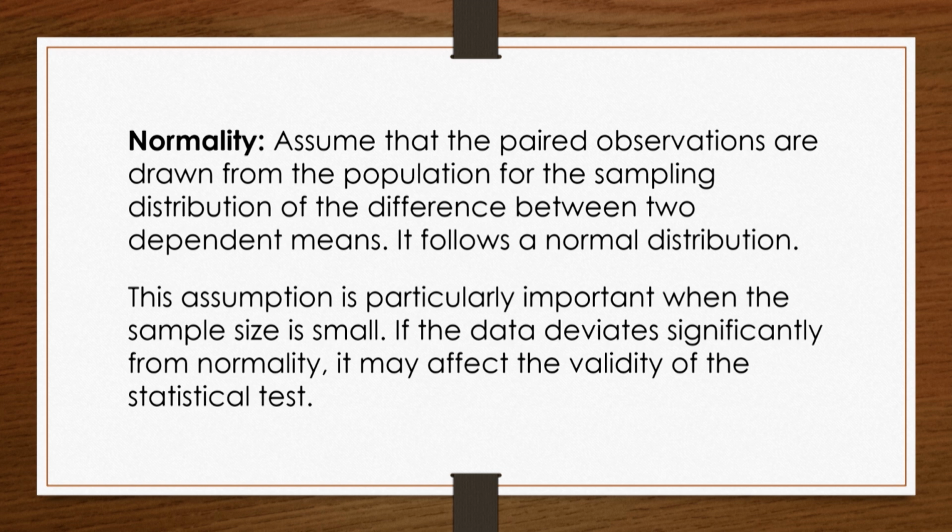The second assumption is normality. Assume that the paired observations are drawn from the population for the sampling distribution of the difference between two dependent means. It follows a normal distribution. This assumption is particularly important when the sample size is small. If the data deviates significantly from normality, it may affect the validity of the statistical test.